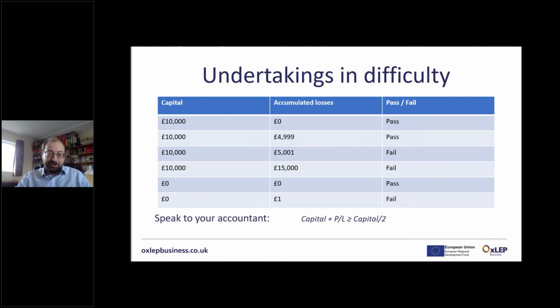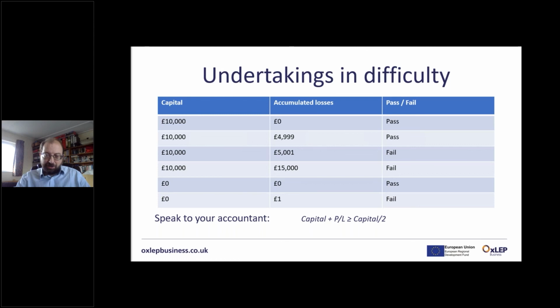However, if the business has made those cumulative losses of £5,001, it will fail the undertaking difficulty test because 50.01% of its subscribed capital has been lost through cumulative losses. So as I say, it is a very black and white and inflexible test. And then, more clearly, if you have capital of 10,000 and losses that exceed your capital, clearly you fail the undertaking difficulty test.